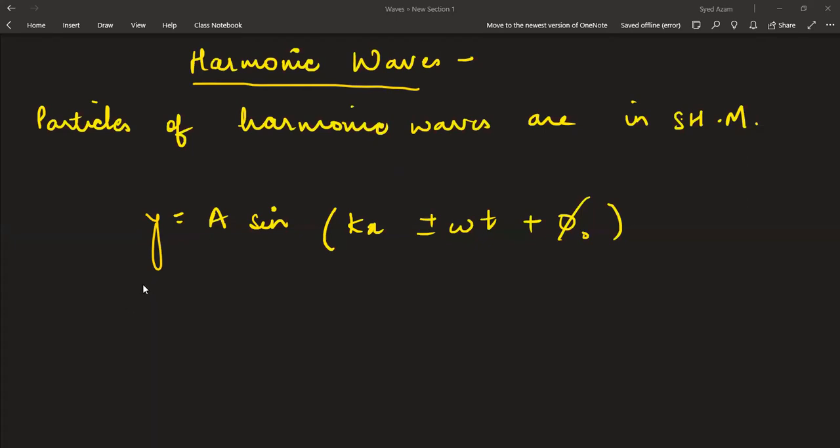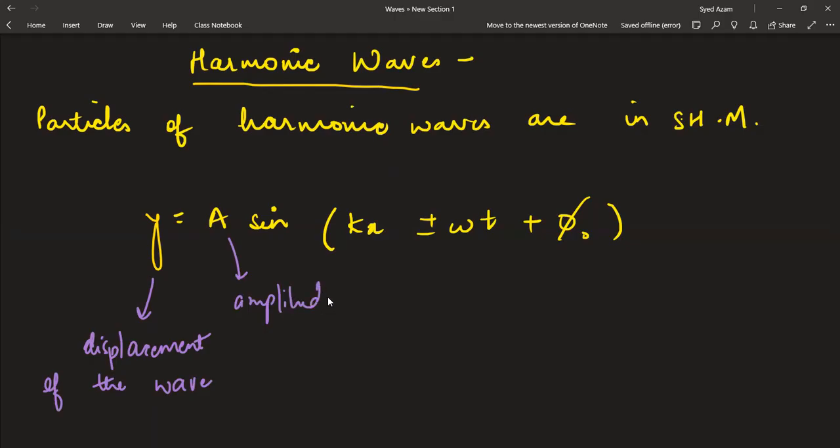What are all these things you need to understand? Okay, when we say y is what? Y is the displacement of the wave. What is a? A is the amplitude. Sine, and instead of theta we have this. So we have discussed this before also. What is k, what is x?